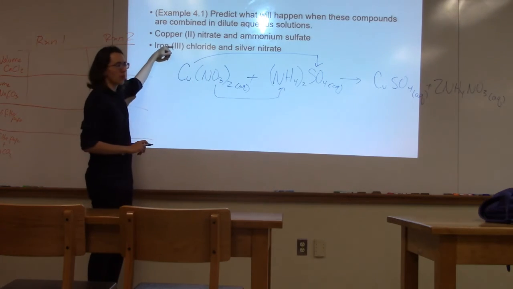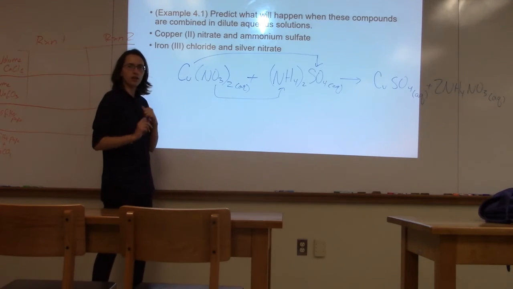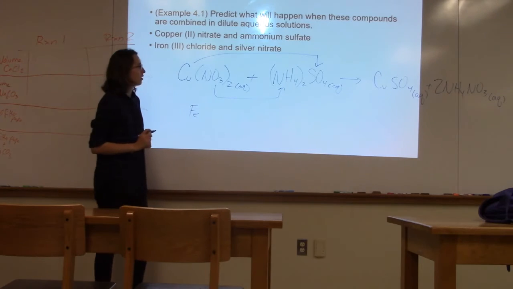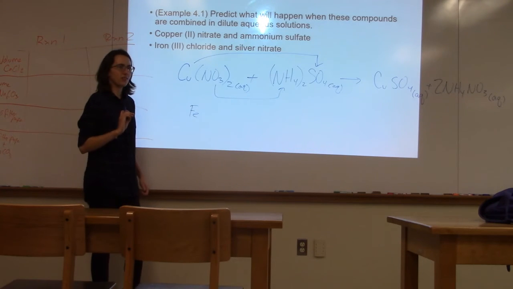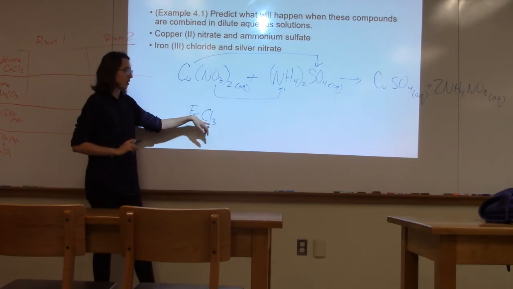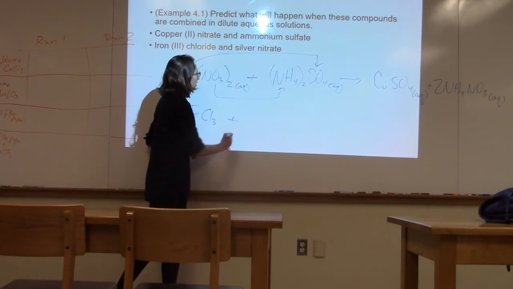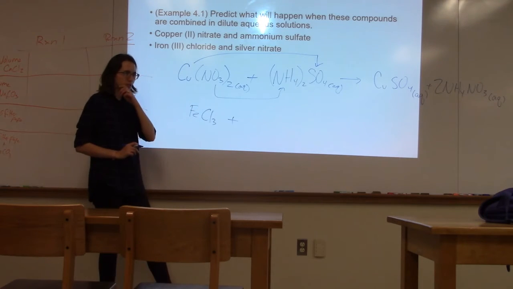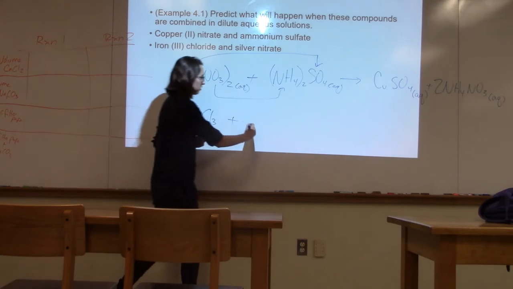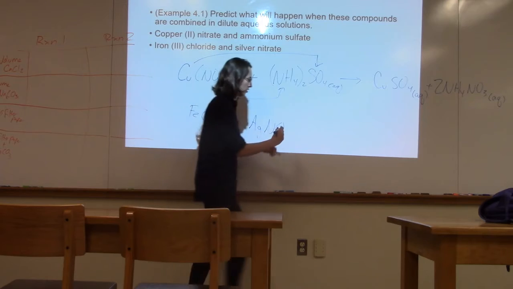Alright, let's try again. Let's do iron 3 chloride. What's iron 3 chloride? Fe2. No, Fe3. FeCl3. It's Fe3 plus and each chloride is -1, FeCl3. How about silver nitrate? AgNO3.